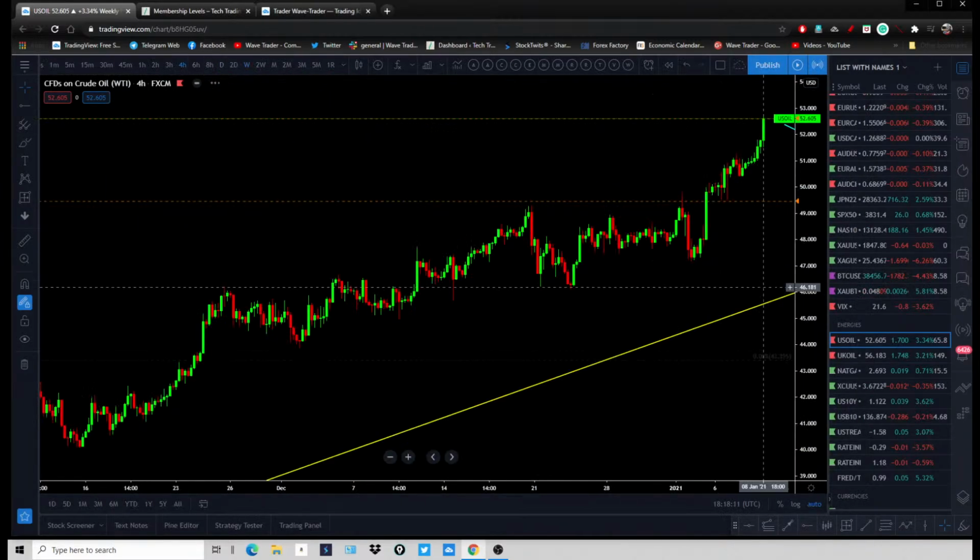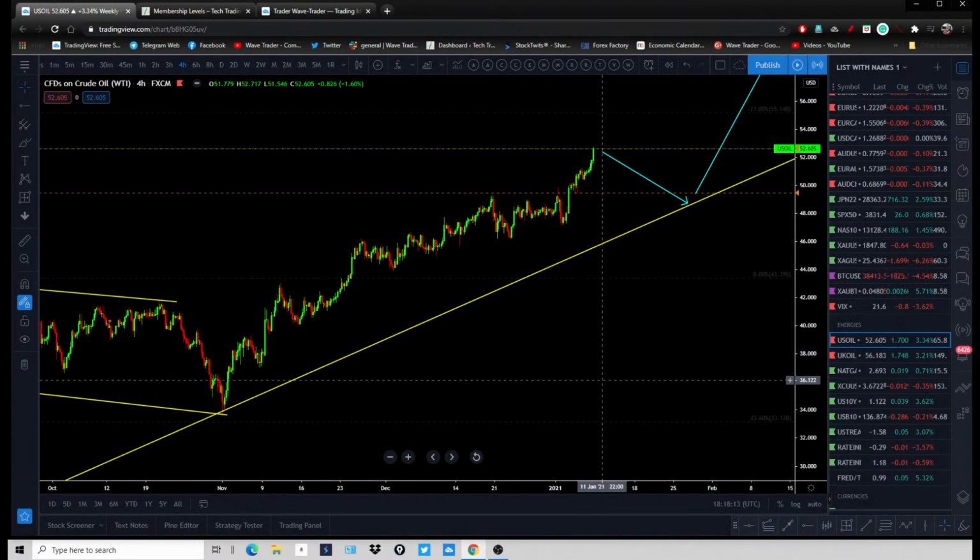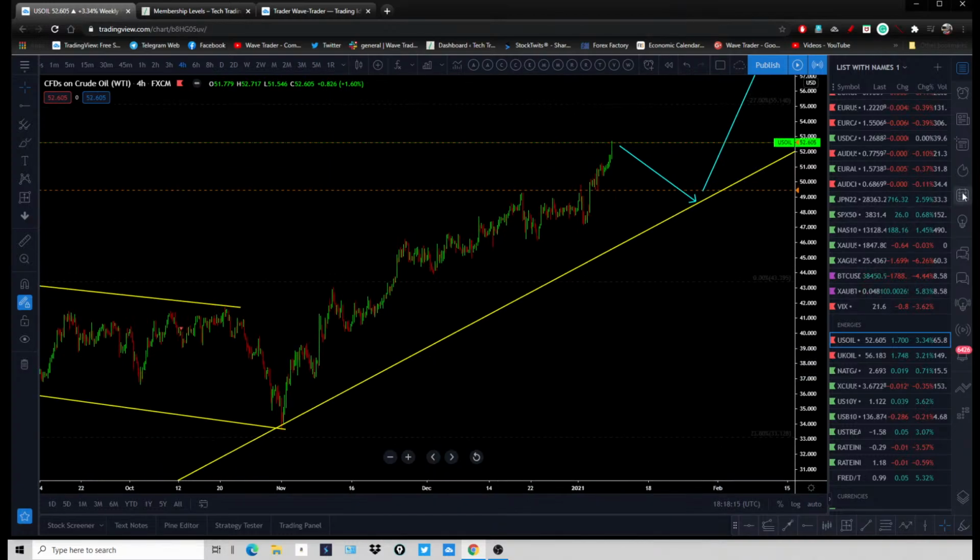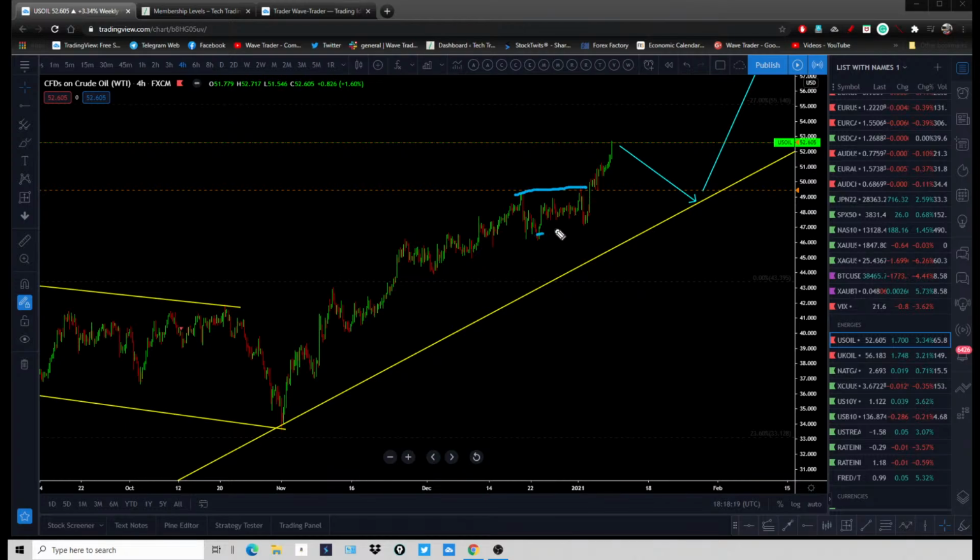Just go to your 4-hour time frame. We already got the dip there, and next leg. So you're looking for another leg. The deeper the pullback is going to be, the better the potential you're going to get, and it continues to go higher.